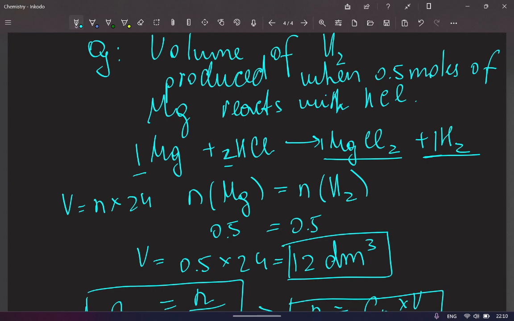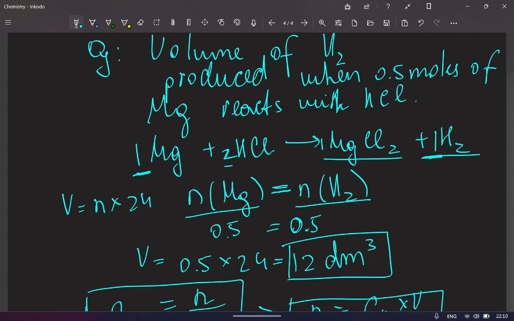So what we have to do in order to solve it, we need to look at the reaction first, and what we'll see is that the number of moles of both magnesium and hydrogen are equal. So this is what I have written here. If we have 0.5 moles of magnesium, we're going to have 0.5 moles of hydrogen.